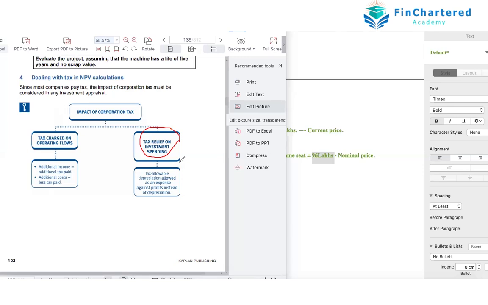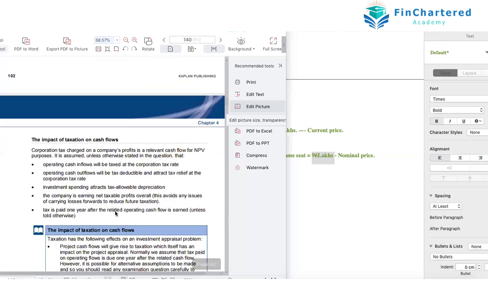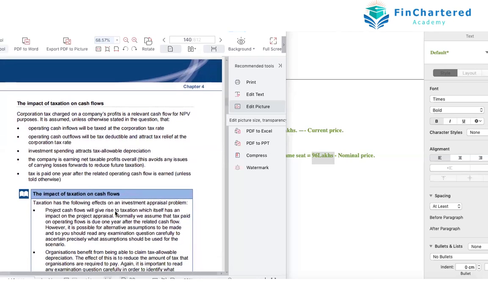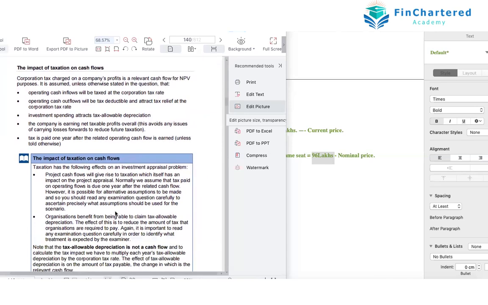And on the inflows, on the money that you earn, you will also pay tax on that. Right? So here what we are going to look at in taxes is how does tax impact and affect cash flows?